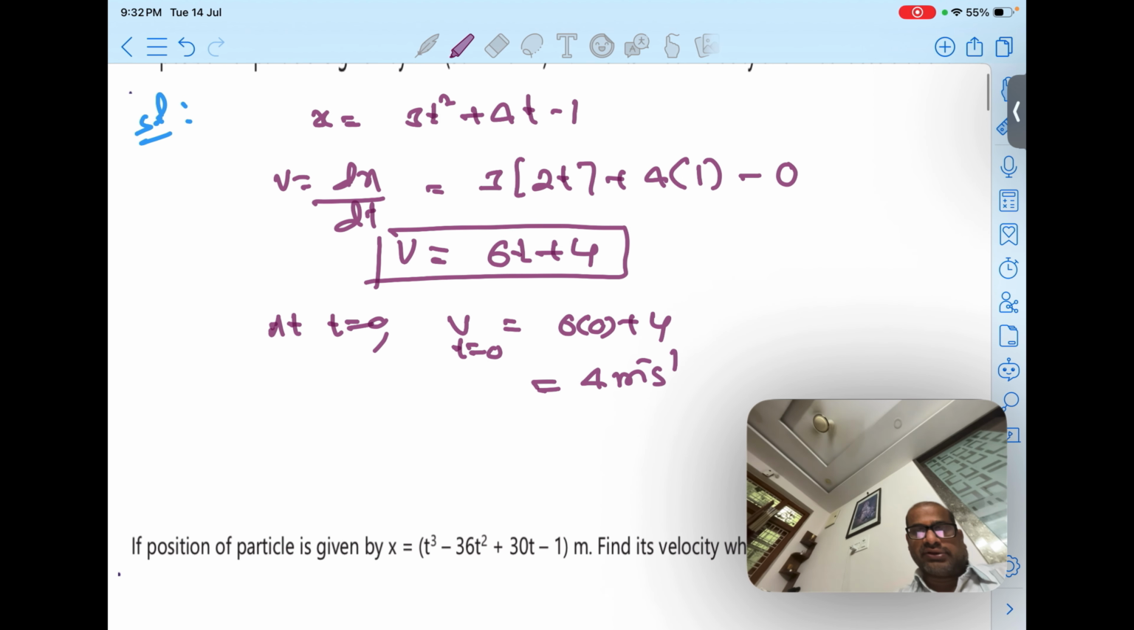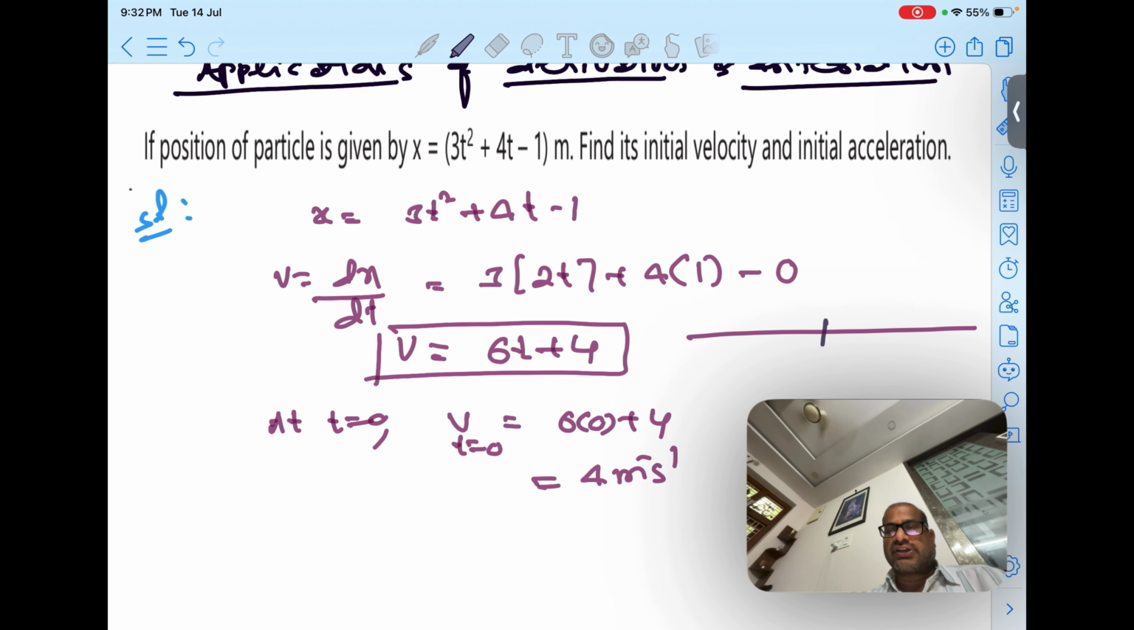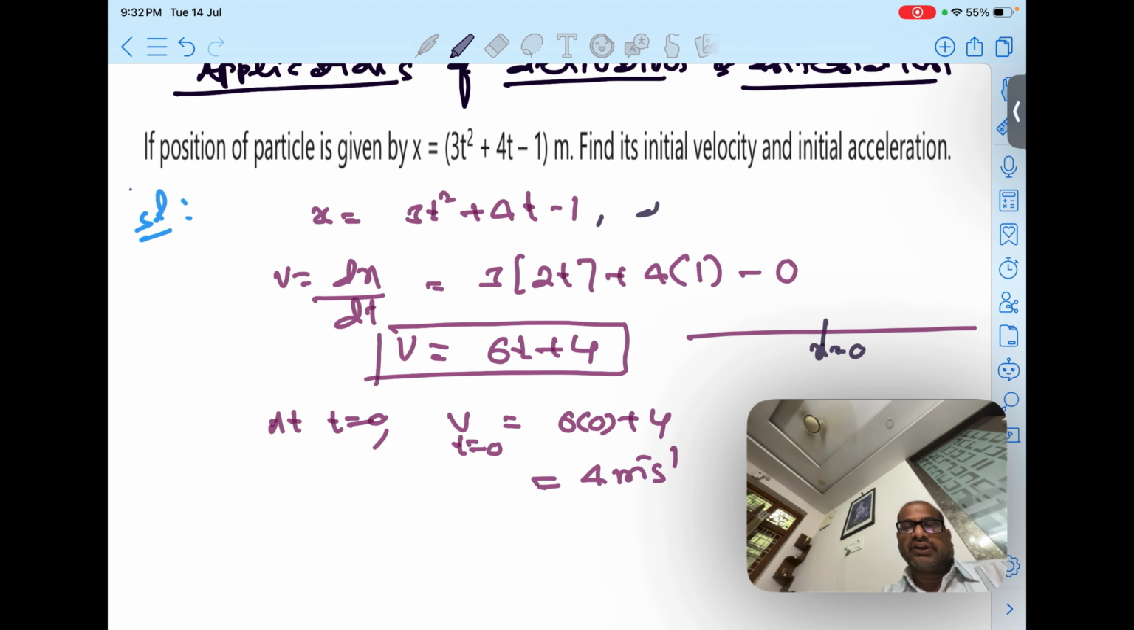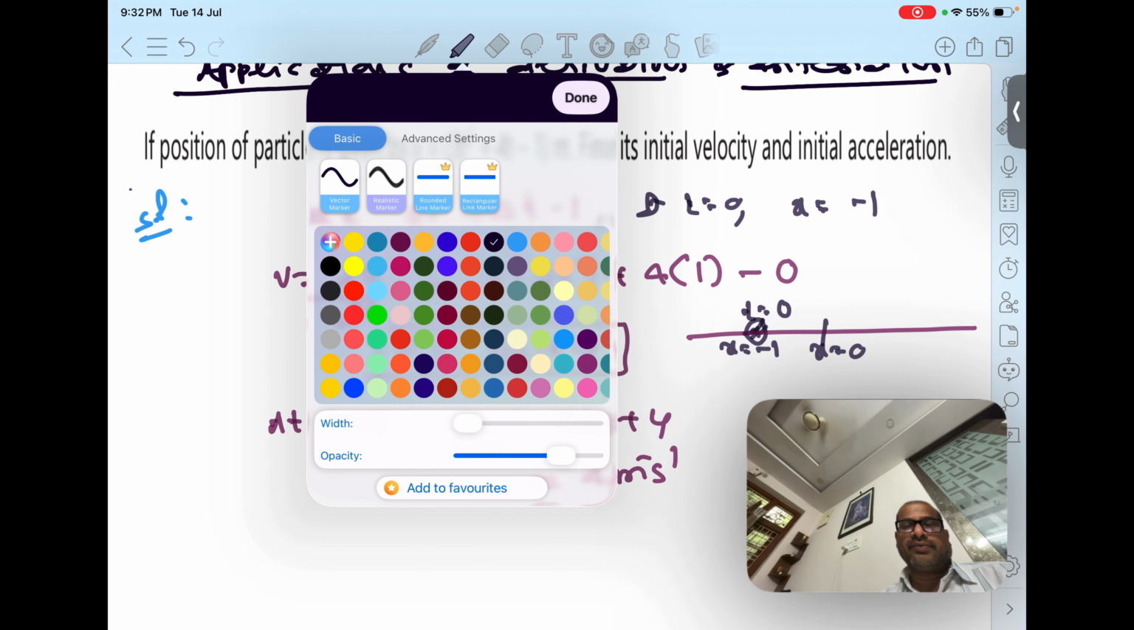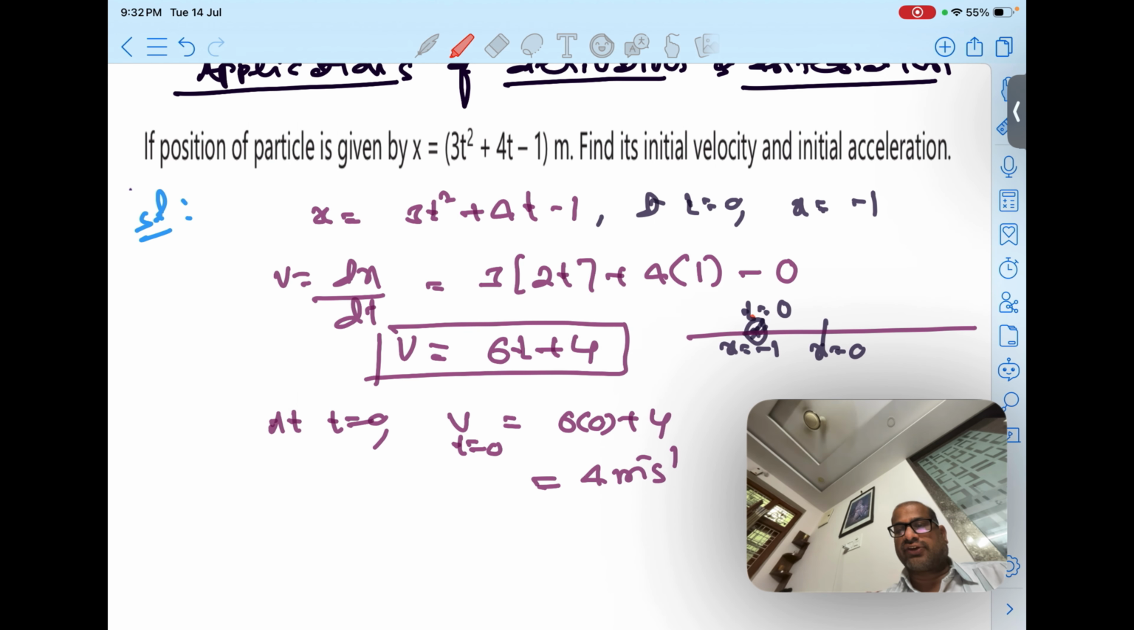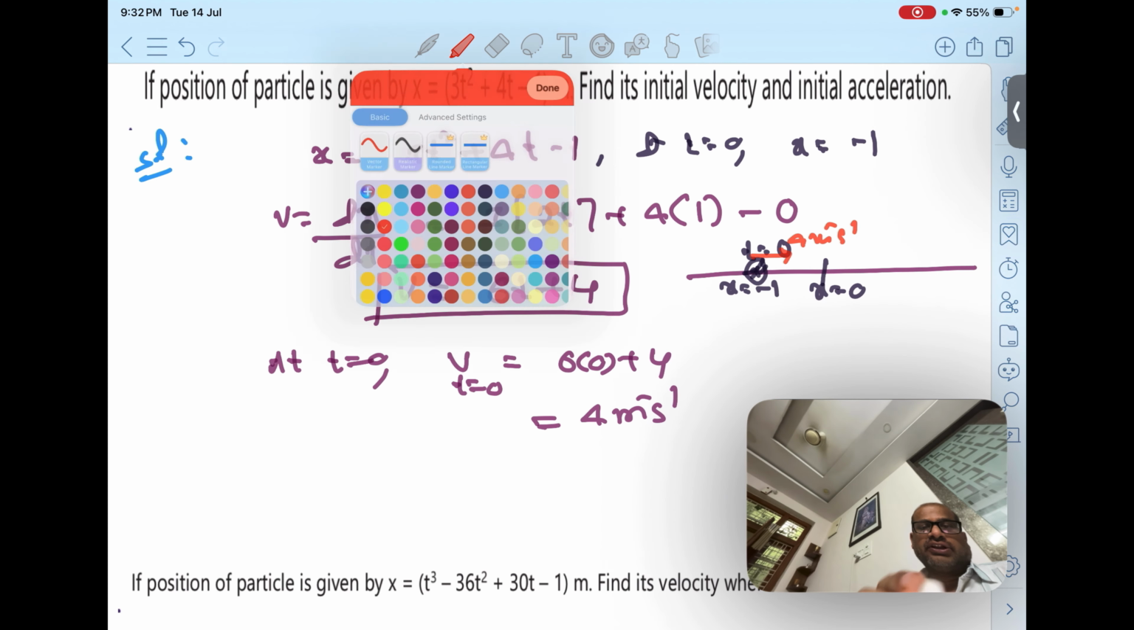Now if you draw a number line here, and consider x is equal to 0 at t is equal to 0, where is the particle at t is equal to 0? If you put t equal to 0, the entire term becomes 0: 3t square plus 4t becomes 0 and we get minus 1. It means the particle at t is equal to 0 was at x is equal to minus 1, and the velocity is positive, so it is going in the positive x direction with initial velocity 4 meter per second. This is the meaning of this.